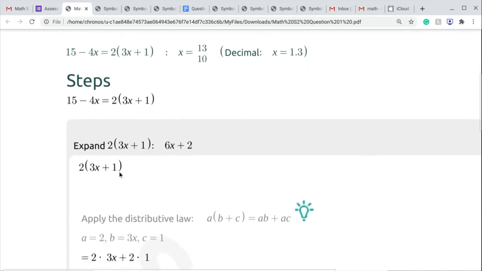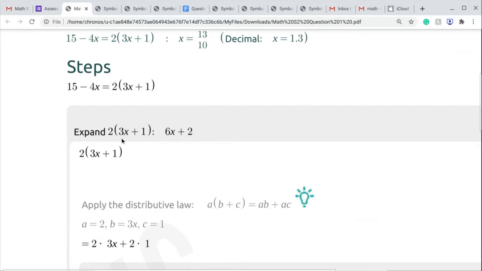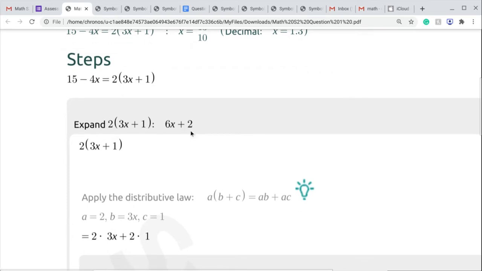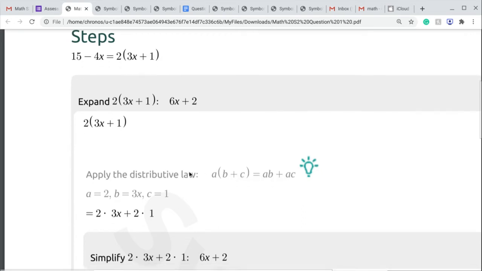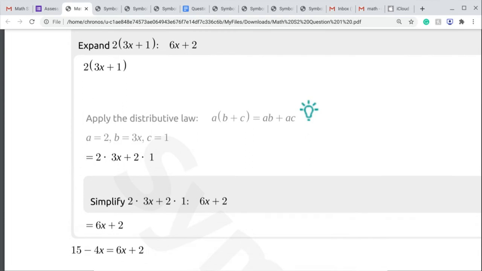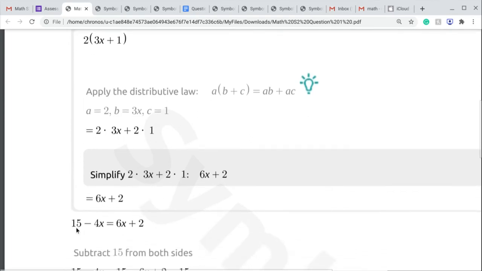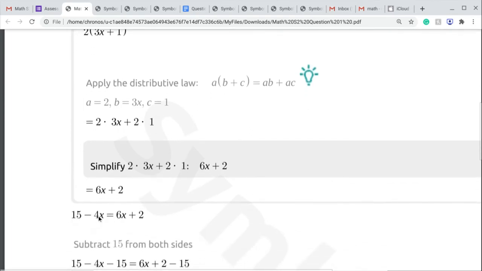So when we expand this bracket, we get 2 times 3x plus 2 times 1. That'll give us 2 times 3x, which would be 6x, and 2 times 1, which would be 2. 6x plus 2, right? And that process of expansion is basically the distributive law. The distributive law says whatever is on the outside of B and C, we multiply individually A times B and A times C, adding together the B plus C. Understand? Okay.